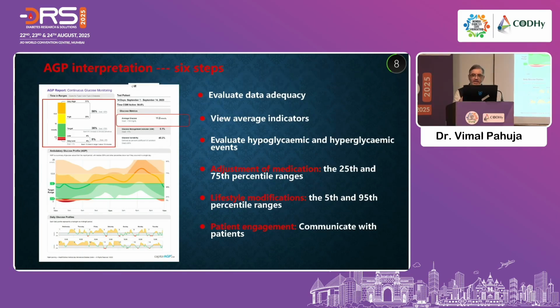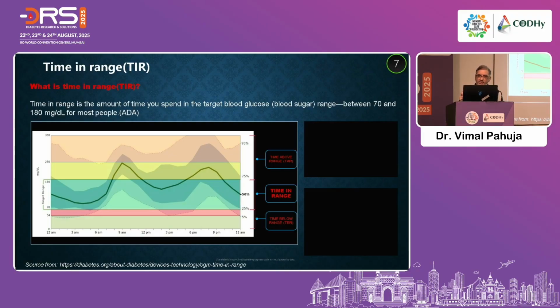If you want to adjust the medications, look at the 25th and 75th percentile bar. That is affected by medications. And the patient's behavior affects the 5th and 95th percentile bar. That will be affected by patient's behavior. So depending on which bar is wider, you can understand what has to be done next. And the patient engagement is very important in this entire process. You have to keep communicating and counseling the patients.